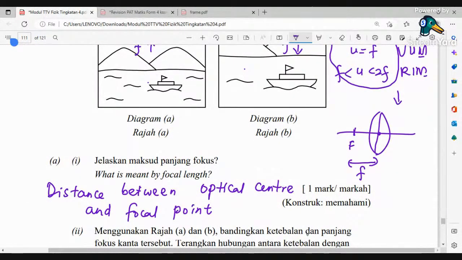Kalau you nak kaji balik, you juga boleh guna 1 over F dengan 1 over U. Okay.